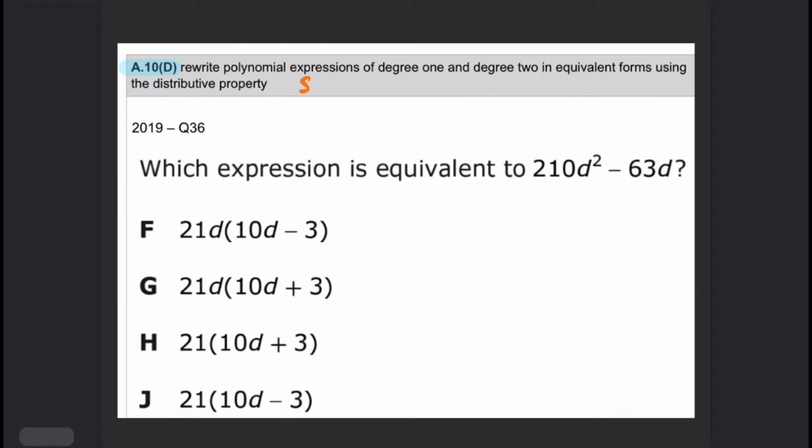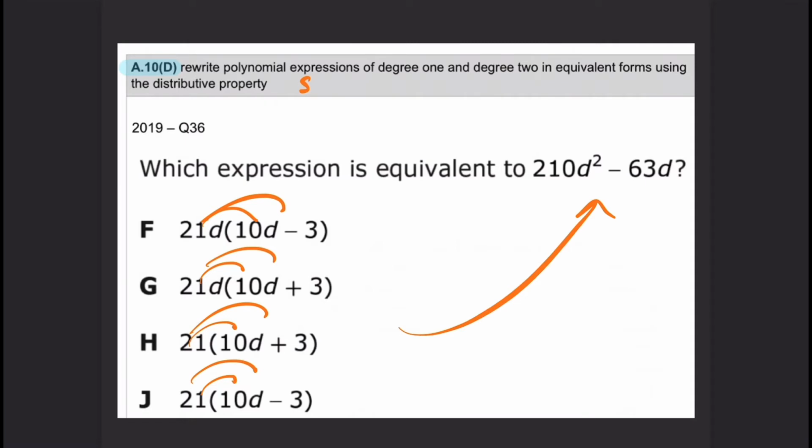The next question covers the TEK 8.10d, where you will rewrite polynomial expressions of degree 1 and degree 2 in equivalent forms using the distributive property. So which expression is equivalent? There are 2 ways of doing this problem. One way is to factor out the expression and then pick the correct answer choice, or you can work backwards and distribute your answer choices, and the correct answer will be the one that gives you the original expression. So whatever is easiest for you, do it that way.